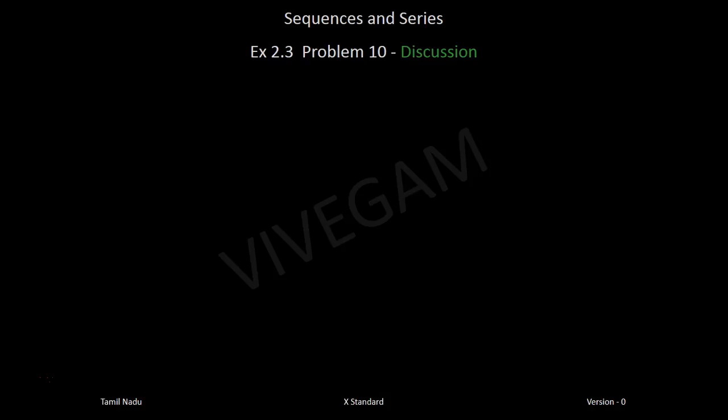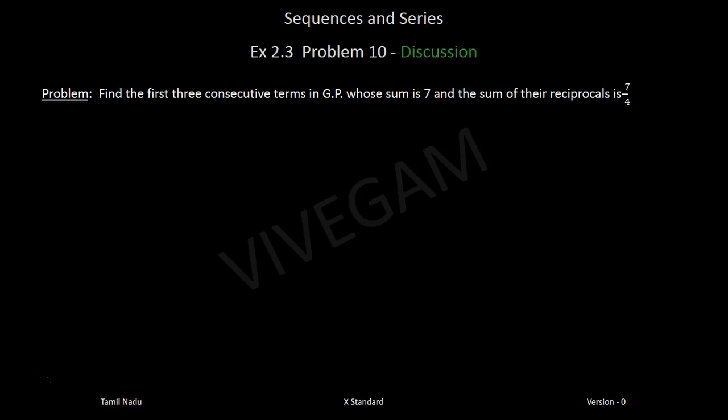Is 2.3 problem 10 discussion. Let's read the problem. Find the first three consecutive terms in GP whose sum is 7 and sum of the reciprocals is 7 by 4. It's very similar to what we have done in the past, but there is a small difference. I will show it to you.